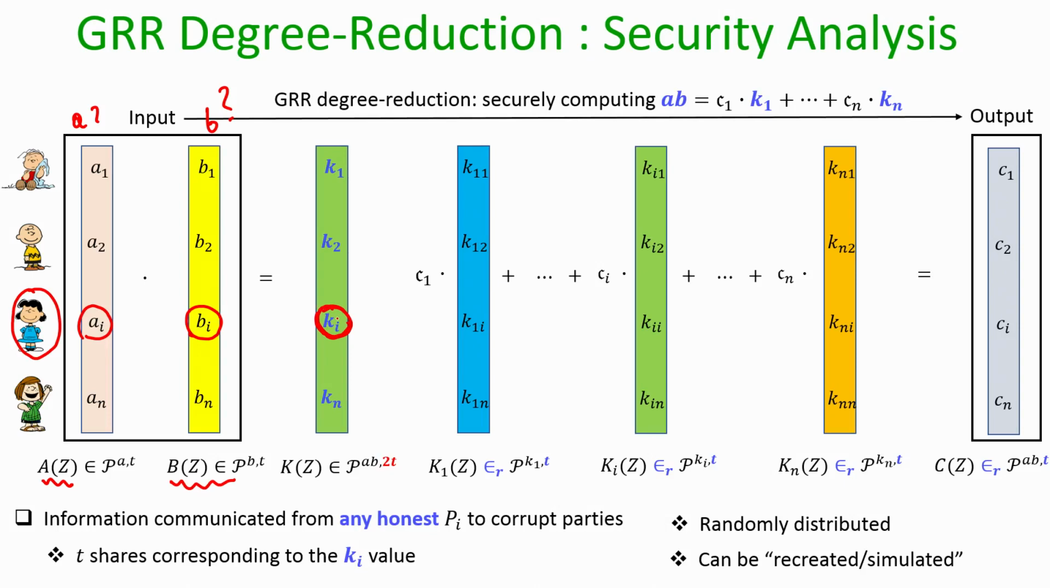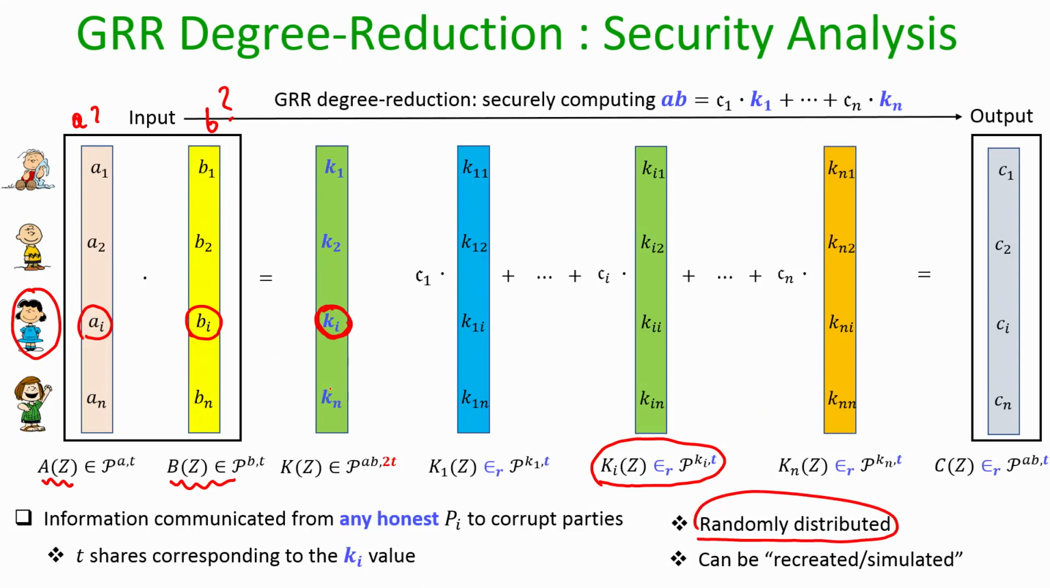And the answer is no, because this ki is shared by an instance of Shamir secret sharing, and as part of the instance of Shamir secret sharing, the adversary will obtain T shares, and those T shares are randomly distributed. They could be the shares of any candidate ki from the field. The adversary cannot pinpoint what exactly is the value of ki which has been secret shared.